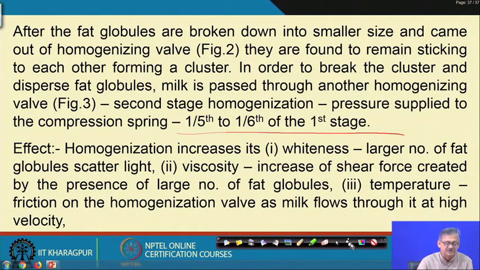Why is it required? Because when the first stage homogenization happened, from the bigger ones to the smaller ones, these smaller ones start to agglomerate again and again become bigger ones, right. So that in future this should not happen, that second stage is there, and which works at much lower pressure than the former one, around 1/5 of the former one.